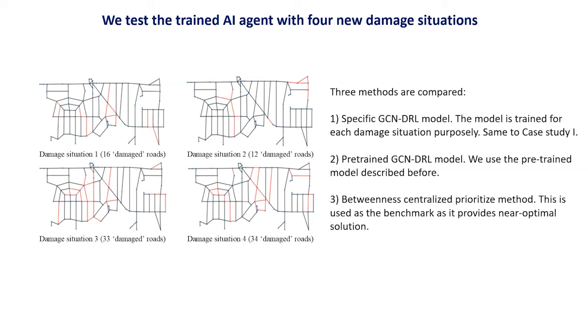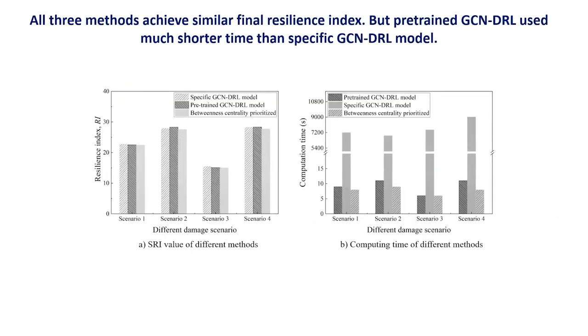And again, the betweenness centrality prioritized method is going to be used as the benchmark, as it provides a near optimal solution. Here, we can see the resilience index achieved by these 3 methods for each scenario. We do see that all of these 3 methods achieved quite similar resilience index, which means all of these methods can achieve acceptable recovery decisions.